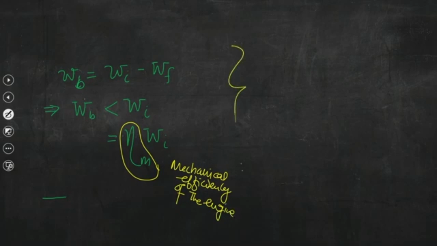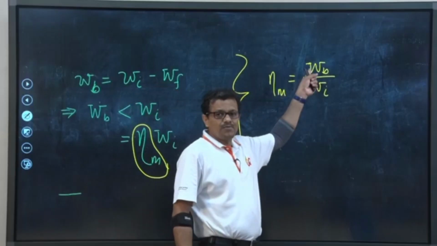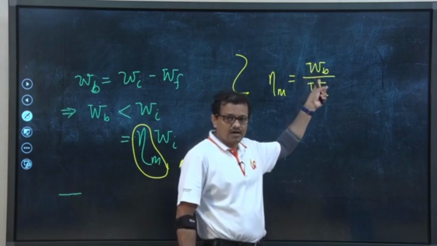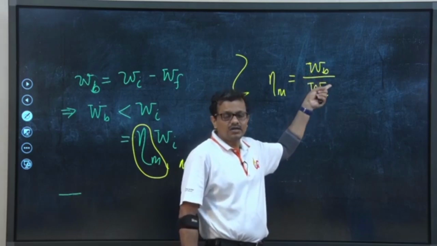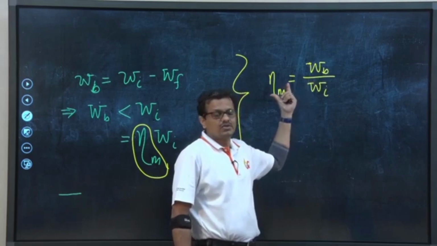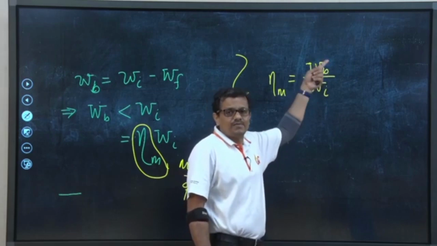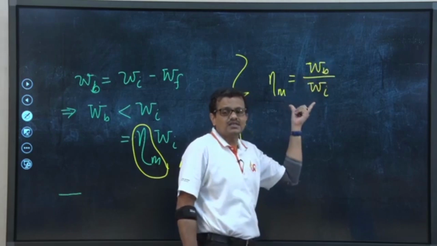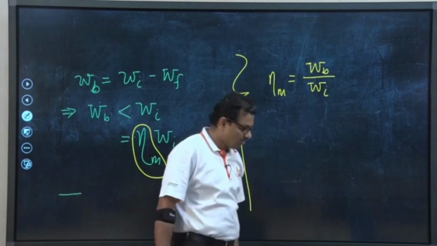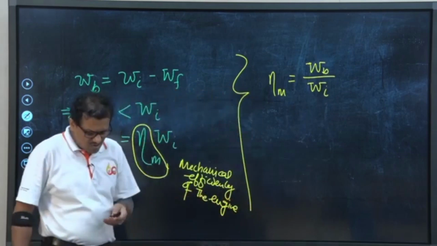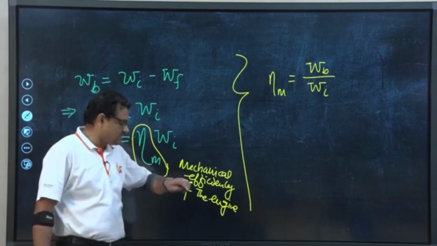So, basically we can define eta mechanical equal to WB by WI. The fraction of the indicated work which is available at the crankshaft is eta m. So, this quantity is always less than 1, and our objective should be to get more brake work, so that the mechanical efficiency of the engine would be higher. So, we have talked about all these things.